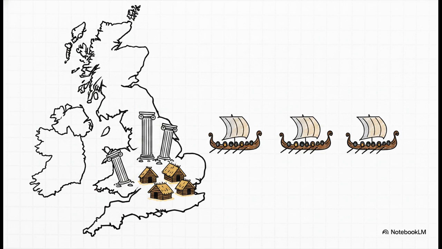And as these Germanic settlers really took over, their new language completely wiped out and replaced the local Roman Celtic languages, like Common Brittonic and Latin, that were already being spoken there.